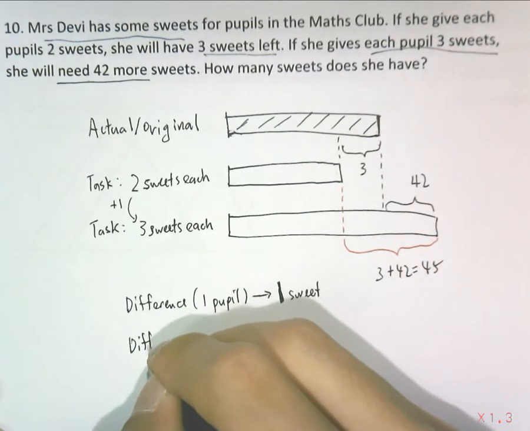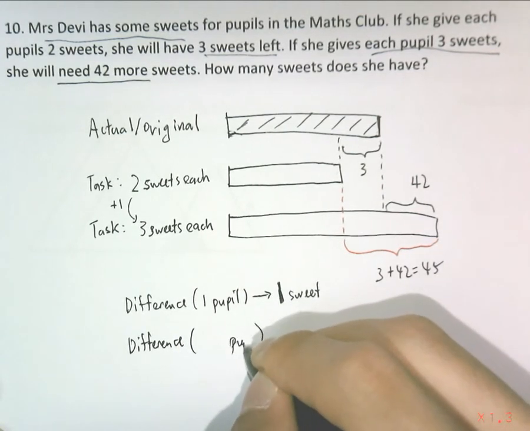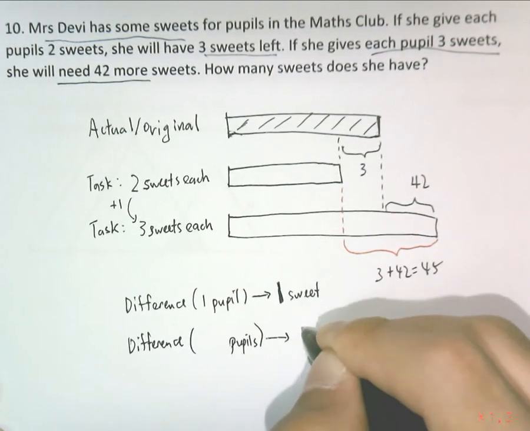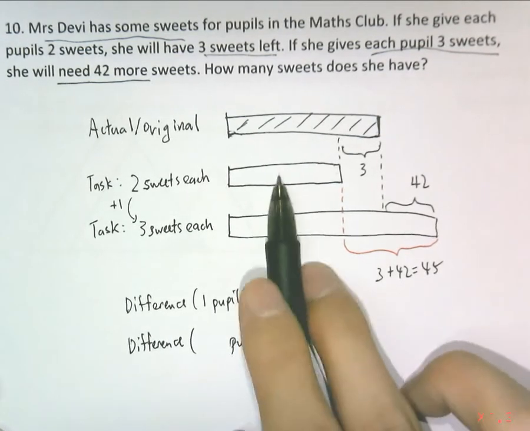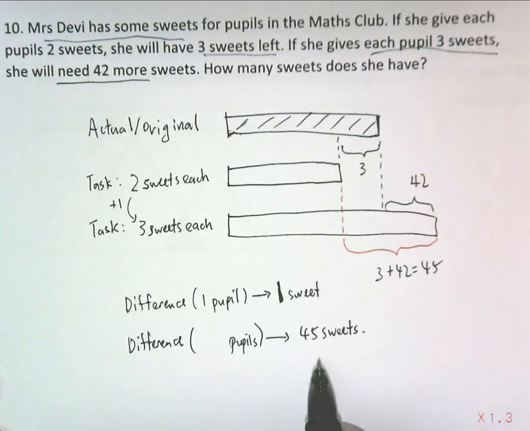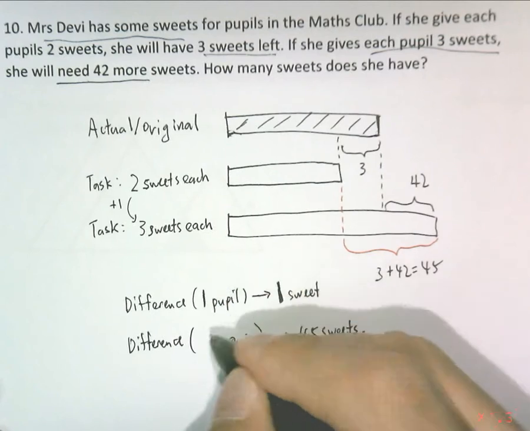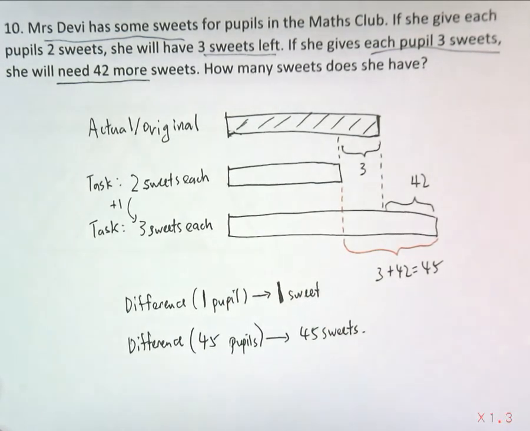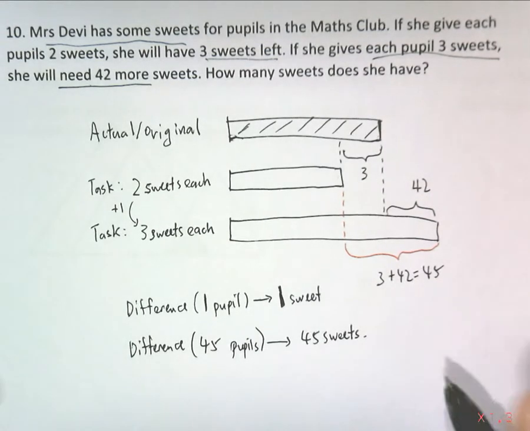So to get a difference of 45 sweets, looking at the 2 unshaded bars of the model, a difference of 45 would mean that, following the pattern, there are 45 pupils. So she will have 45 pupils in the maths club.